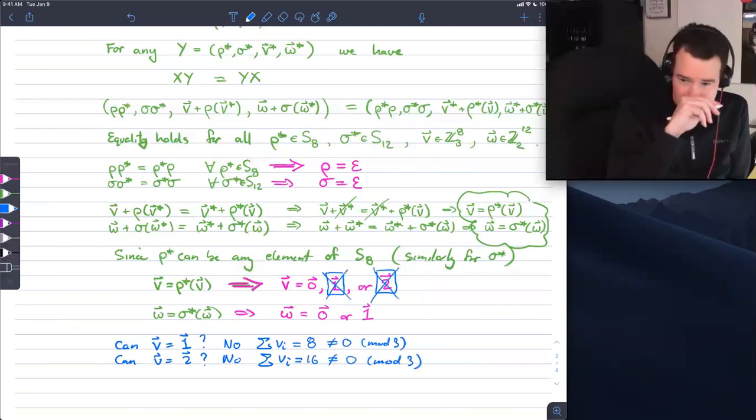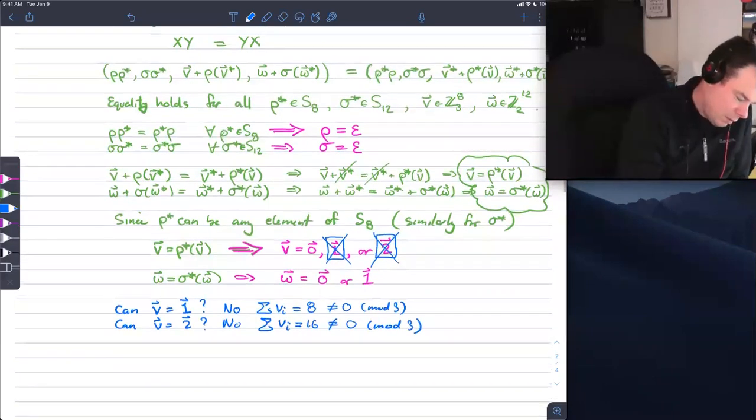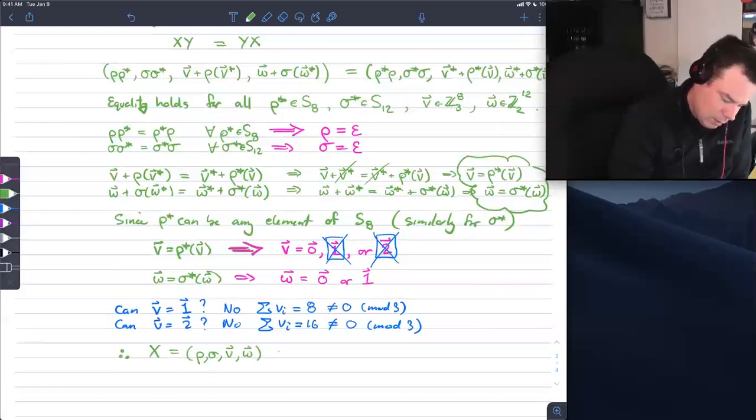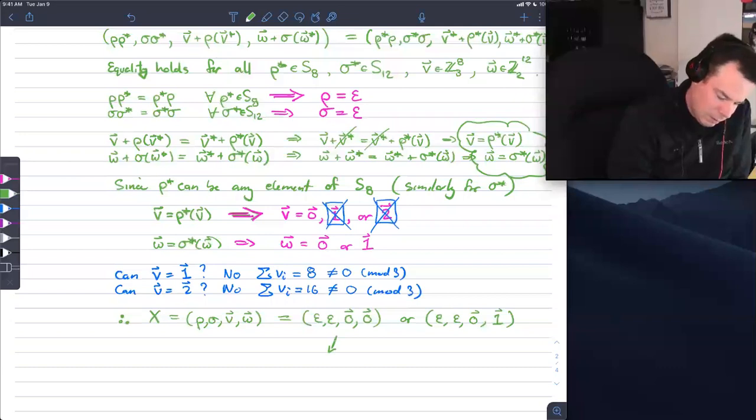You can't have that. So that means we have that rho, or X, I should say, the element of the center, which is rho sigma V W, is either the identity 0, 0, or identity 0, 1. And that is the things in the center are the solved state and the superflip. And that's the end of our proof.